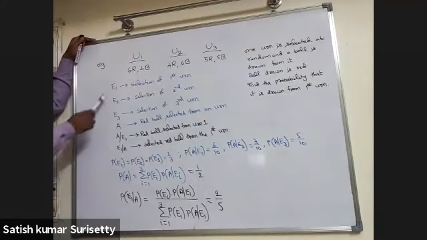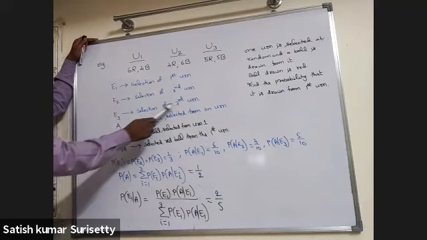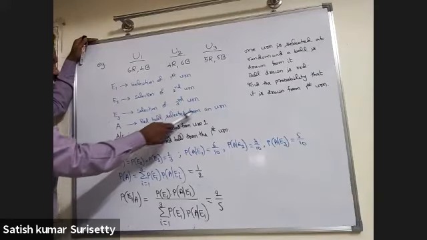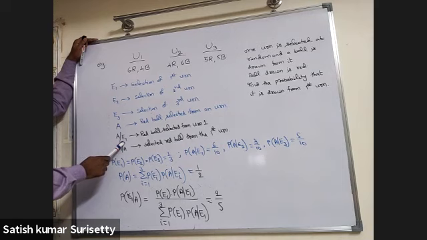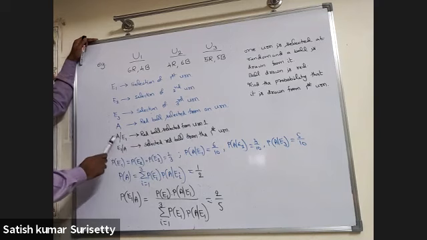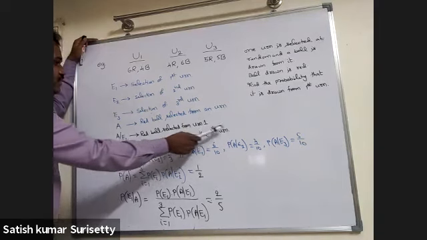Now here we can define 3 events E1 to E3 as: E1 is selection of the first urn, E2 is selection of the second urn, and E3 is selection of the third urn. And the event A can be defined as a red ball selected from an urn. Now A given E1 means after urn 1 is selected, a red ball is selected from urn 1. In the same manner, A given E2, A given E3. Now E1 given A is when the selected red ball is from the first urn.